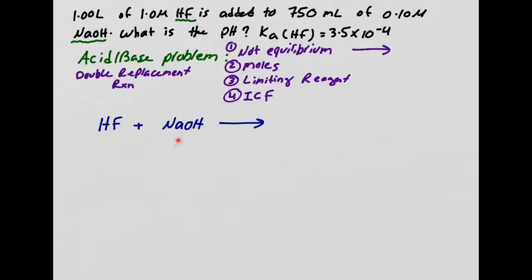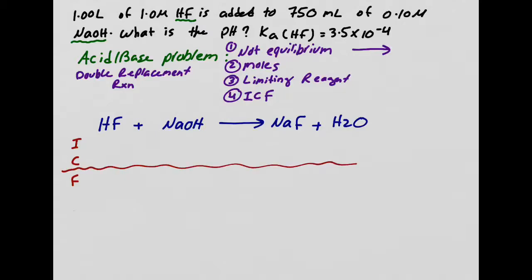If I do ins with ins, outs with outs, what I end up getting is NaF, and the outs would be H plus OH. Do not write down HOH. You have to write down H2O. That is H2O. Okay. So this is my acid-base reaction. It is not an equilibrium. Okay. I did a double replacement reaction. Then what you have to do is ICF. Well, what is ICF?